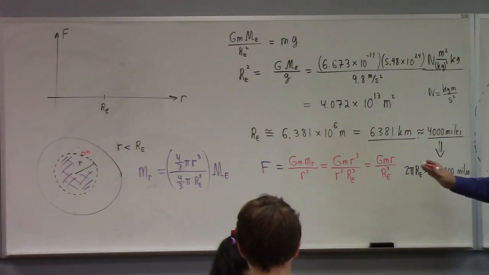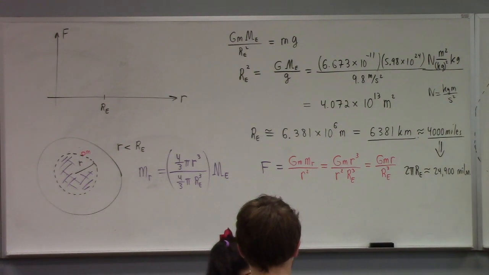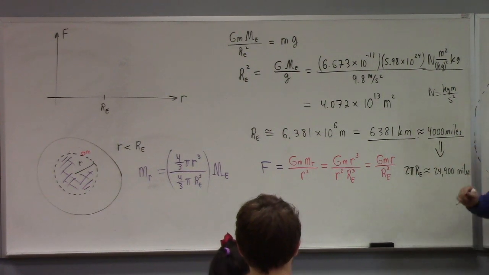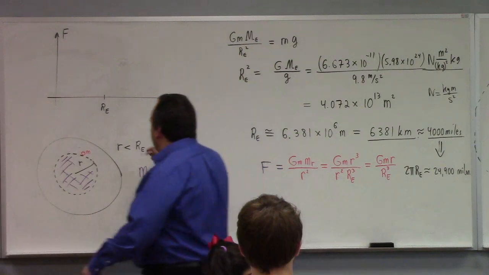This is what it has to be for a couple reasons. Number one, the force of gravity is 0 at the center of the Earth, because at the center of the Earth, it's symmetrically pulling on you in every different direction all at once. So the formula has to go to 0 for r equal to 0. This does. The other thing is it has to go to GM.